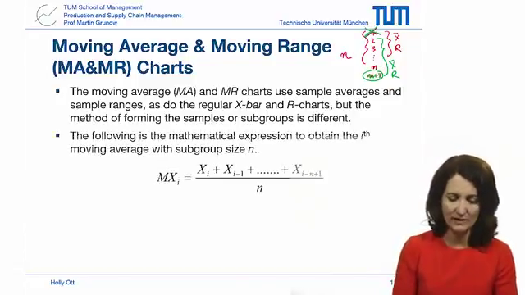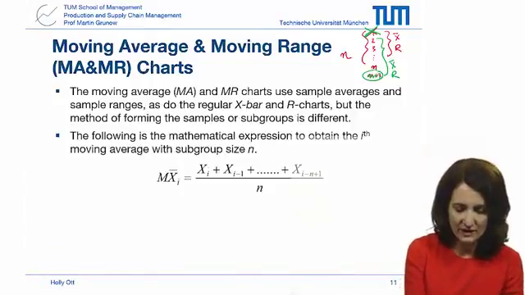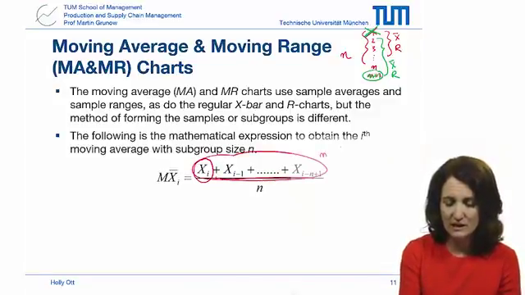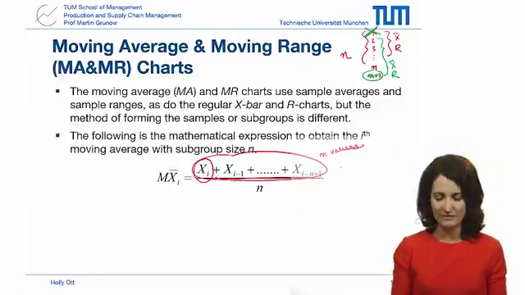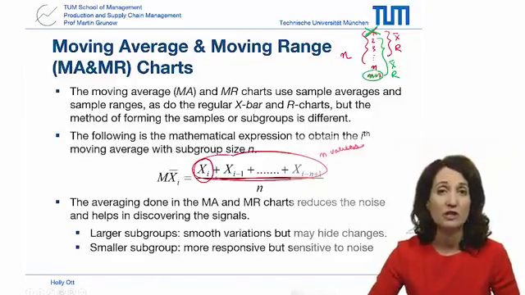Mathematically, the ith moving average is going to be the most recent measurement, and then go back until you have a total of n values, n measurements. Then you add them together and divide by n to get this moving average. Now, the averaging done in these MA and MR charts reduces the noise. So this is an advantage over what we've had before. It helps in discovering the signals.